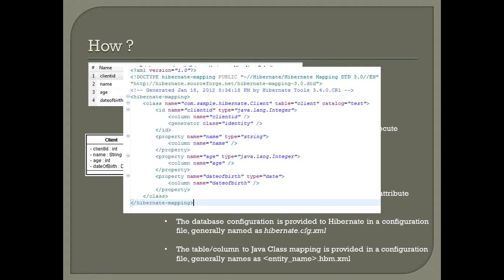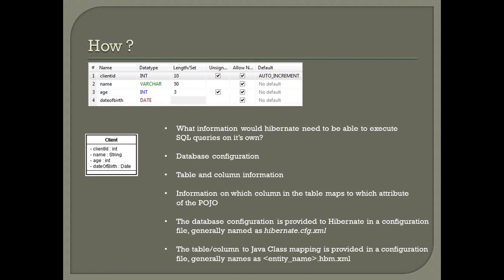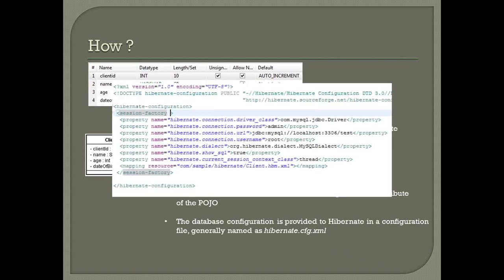So what you can see on your screen now is the Hibernate configuration file. This is the file where you specify your JDBC driver class, which obviously needs to be part of your class path. Your database password, your database connection URL, username.